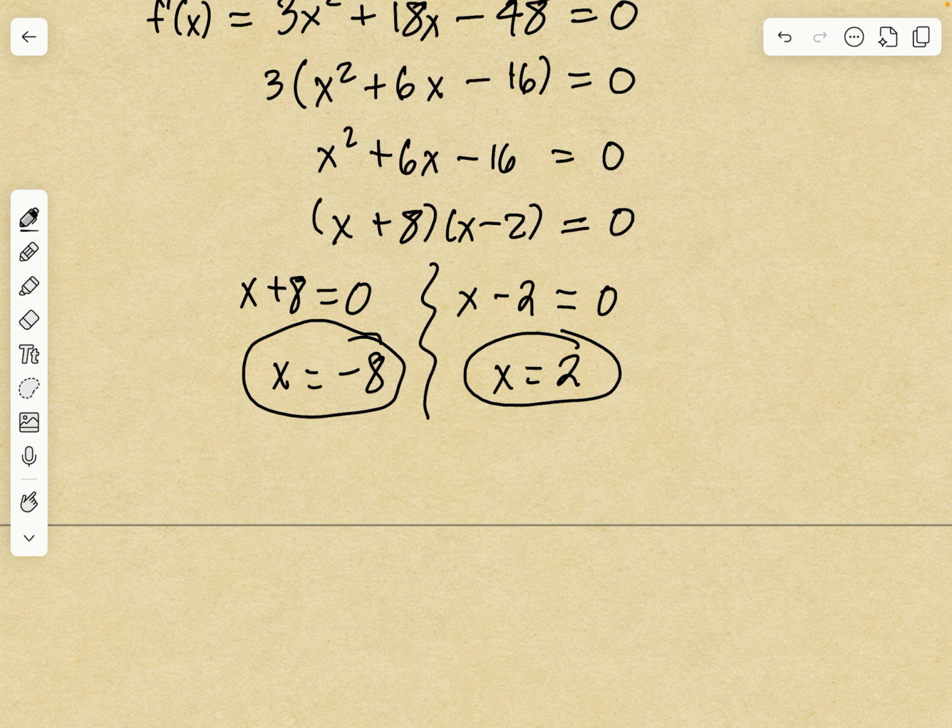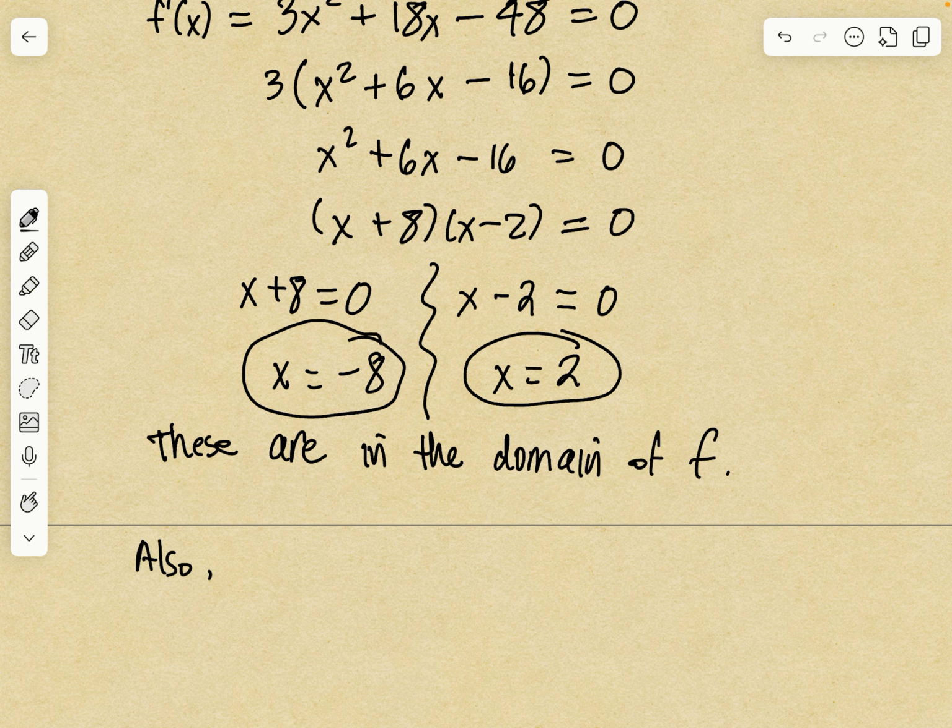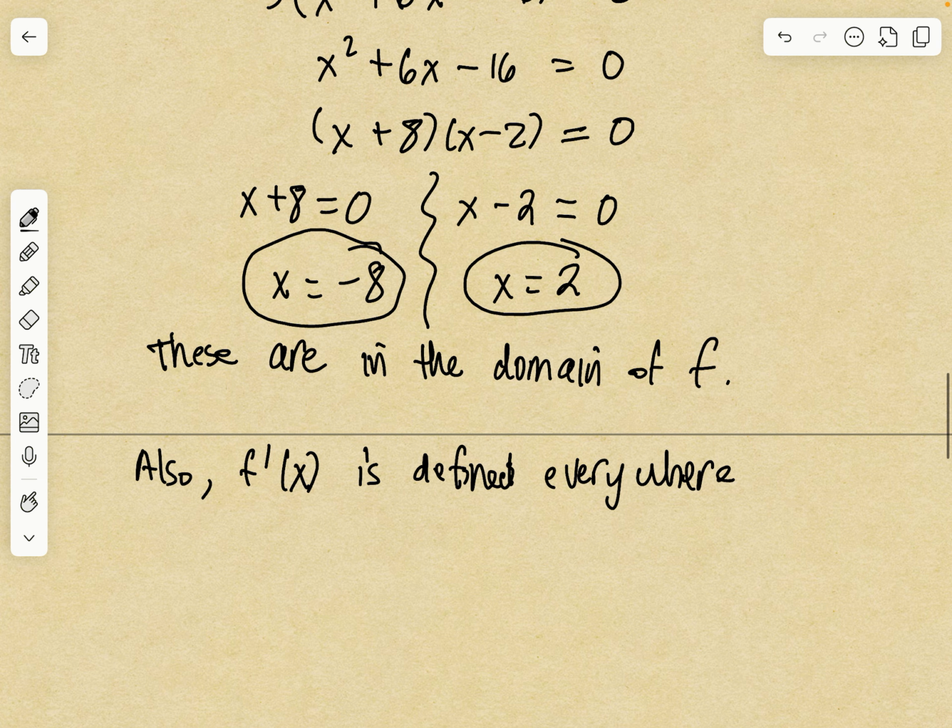Okay. So I'm just going to write this out just so that you have a complete explanation. So these are in the domain of the function f. Also, f prime of x is defined everywhere. So I don't have any critical numbers that you get by seeing where f prime is undefined. So x equals negative 8 and 2 are the only critical numbers of f.